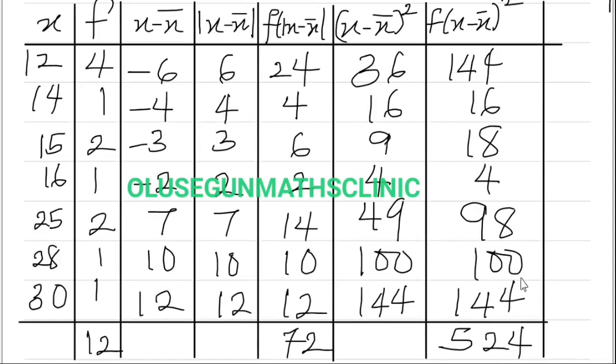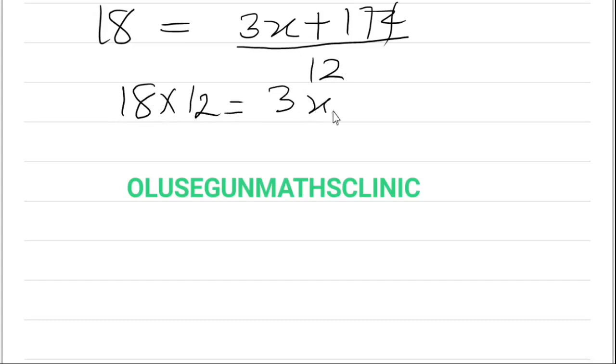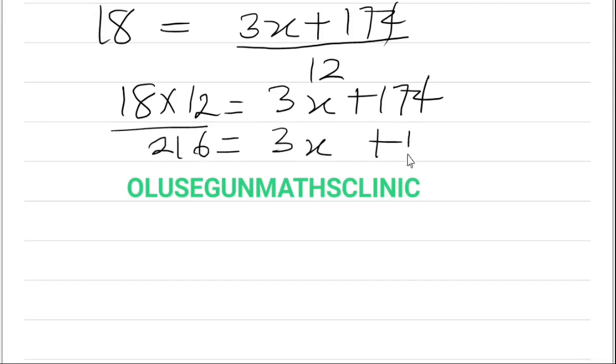Now this is the value of the table. Now we have 18 is equal to 3x plus 174 divided by 12. So let's cross multiply. 18 times 12 is equal to 3x plus 174. By the time you multiply this, it gives us 216. We have 216 is equal to 3x plus 174.